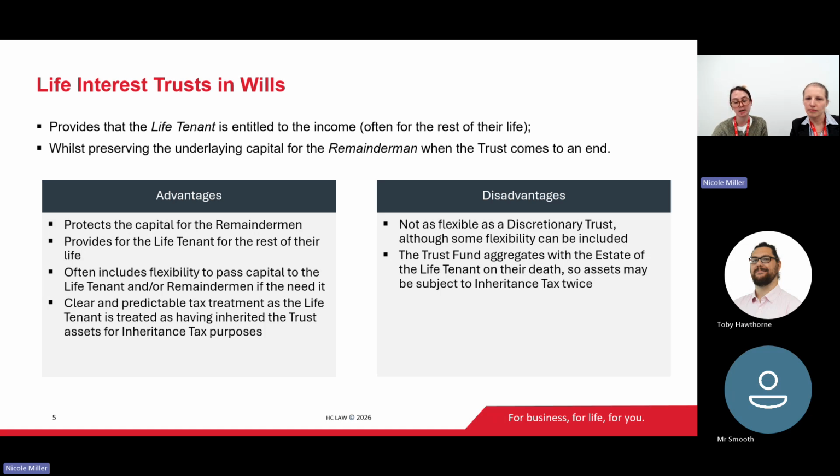Their wife or husband can live in that property, but what they want to avoid is the surviving spouse doing their own will and passing on those assets to someone else, and their children being left with nothing. So the remaindermen would be the people who are to receive the capital from the trust once the life tenant has passed away and the trust has come to an end.